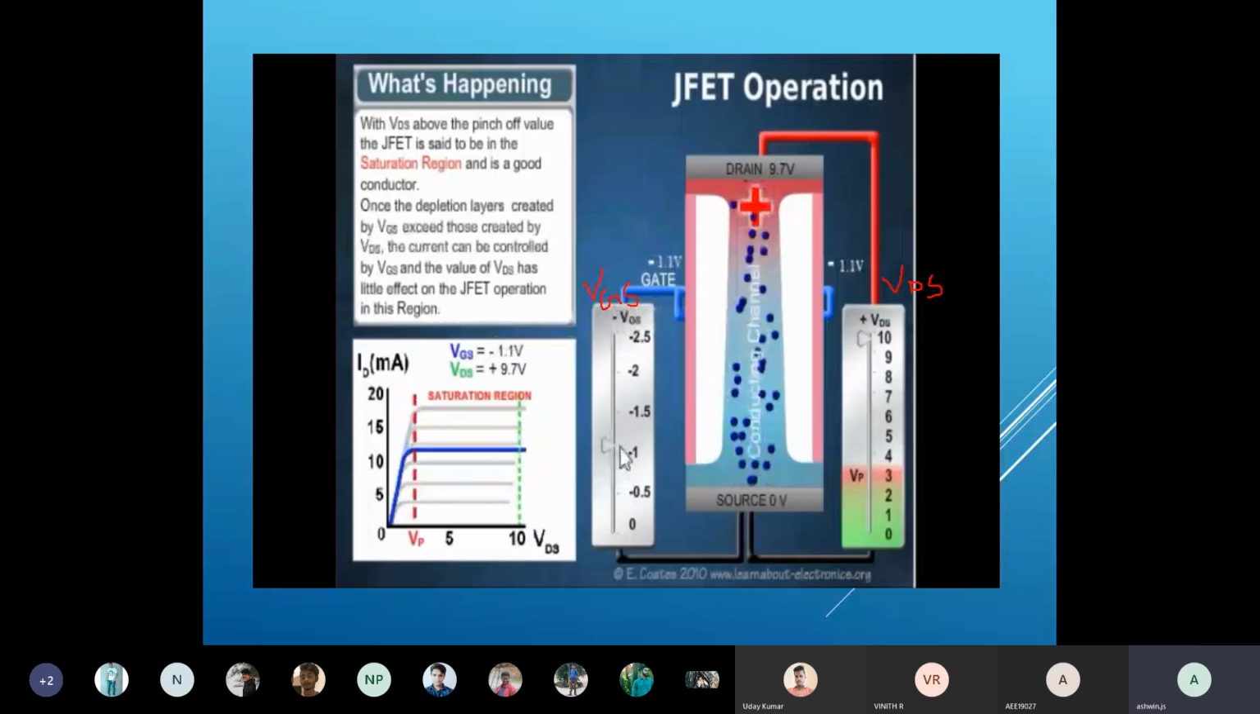If you understood the operation, this is a difficult one to observe, these 4 or 3 characteristics. First you have to observe how much the VDS is, and second you have to observe the VGS, and you have to observe whether the depletion layer is increasing or decreasing, and observe the characteristics. Is that clear, or do you want me to explain the JFET operation again?